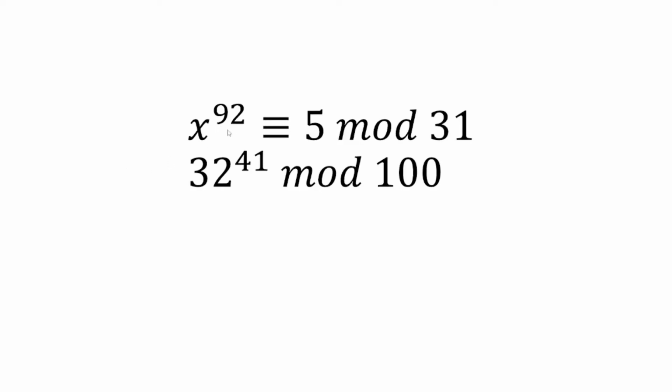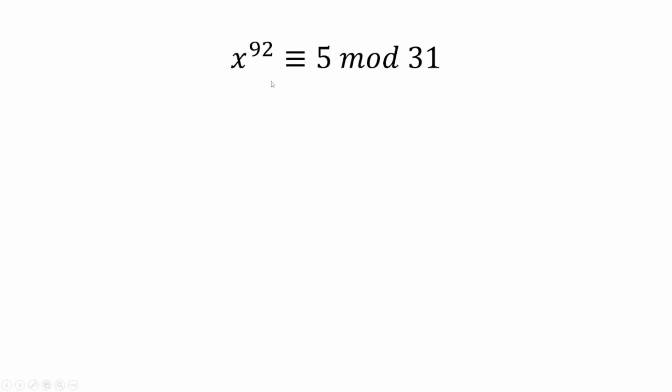In this video, I want to solve these two problems. Let's start off with the first one. We have x to the 92nd power is congruent to 5 mod 31.